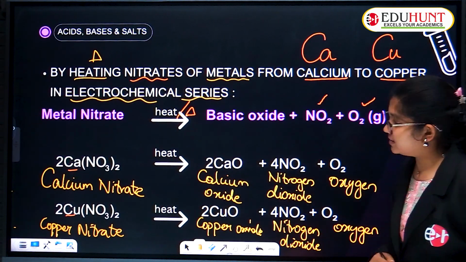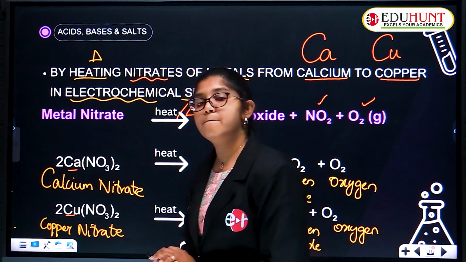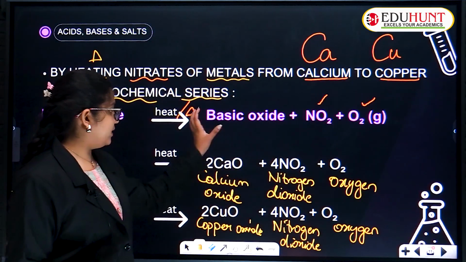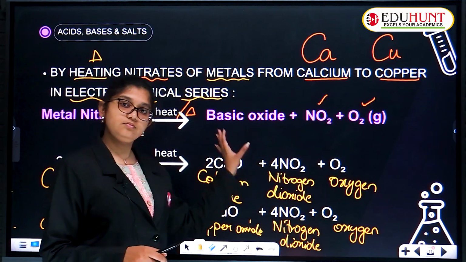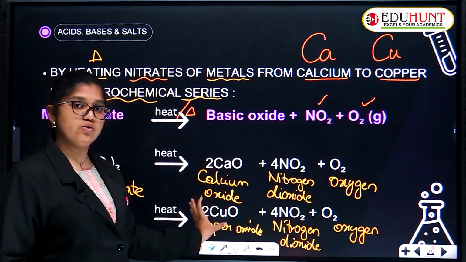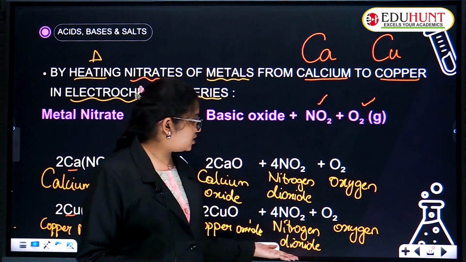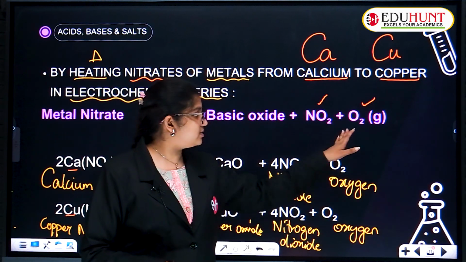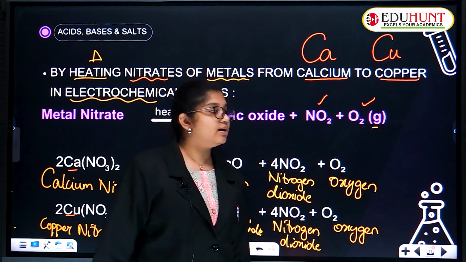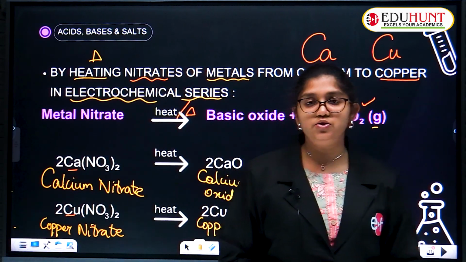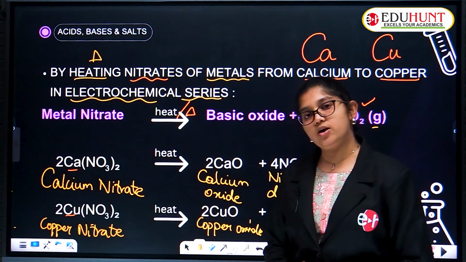This is the general method for the preparation of base. By this, we can prepare the basic oxide. Here we have 2CaO and 2CuO. These 2 are the basic oxides. This is nitrogen dioxide, this is oxygen. Gas, G, means gaseous form. Okay. These are the 7 methods for the preparation of bases or alkalis.